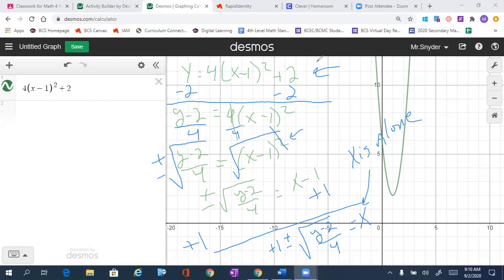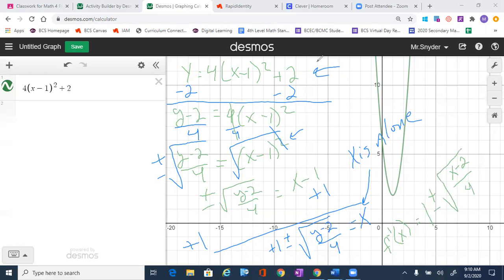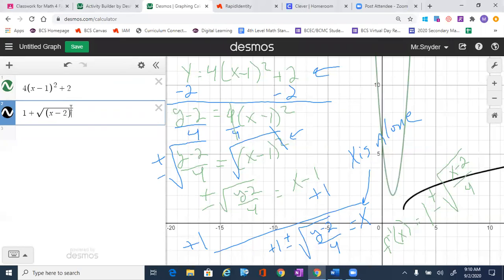So I'm going to write the inverse as f inverse of x equals 1 plus or minus the square root of (x minus 2) over 4. Now, I'm going to type the whole thing in so that you can see what it looks like. I'm going to have to make two statements when I do this. So 1 plus SQRT, the square root of (x minus 2) divided by 4.